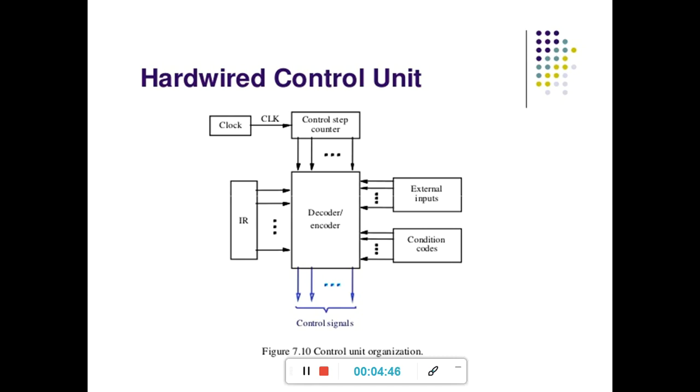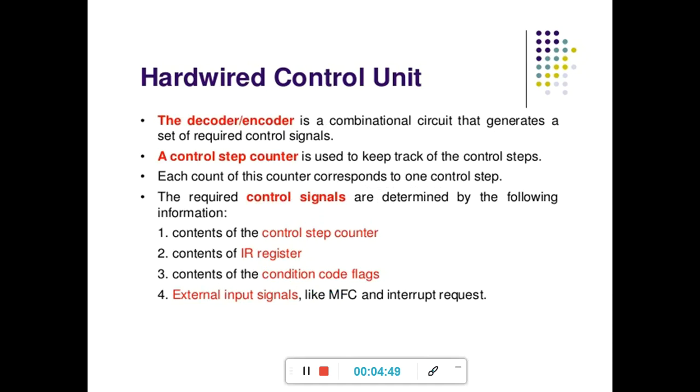Here we are going to see the content. What are the decoder and encoder? It is a combinational circuit that generates control signals. The input is fetched and processed, and then we get the decoded output. And then what is the control step counter? It keeps track of the control steps which we have already utilized in the decoder and encoder. Here each count of this counter corresponds to one control step.